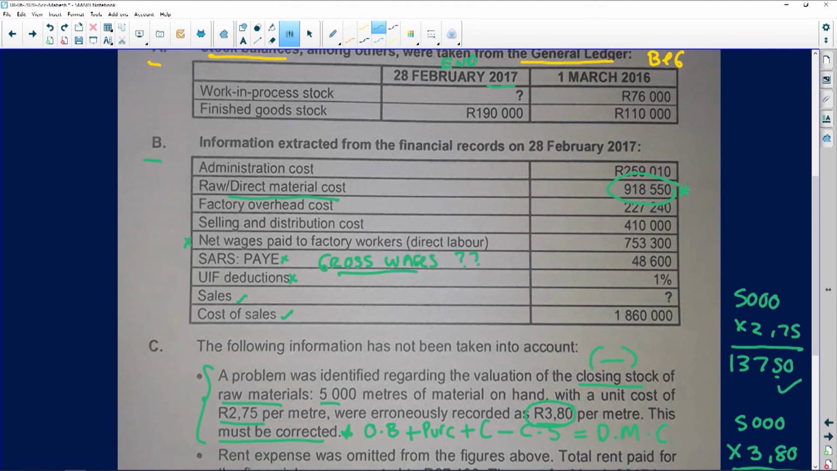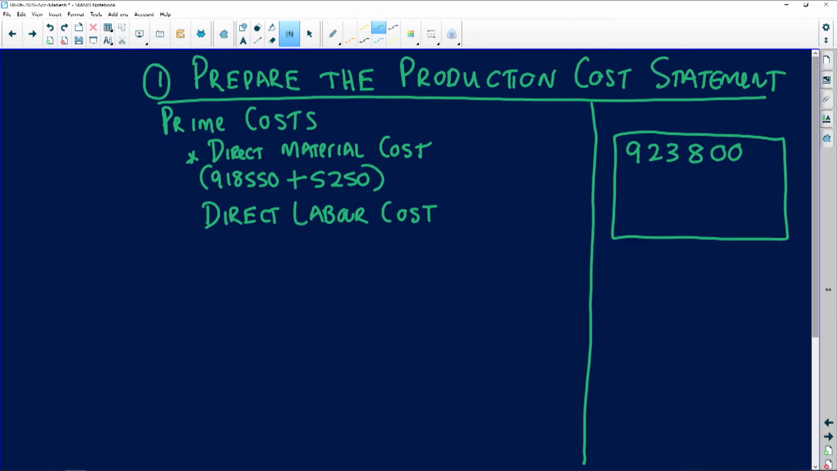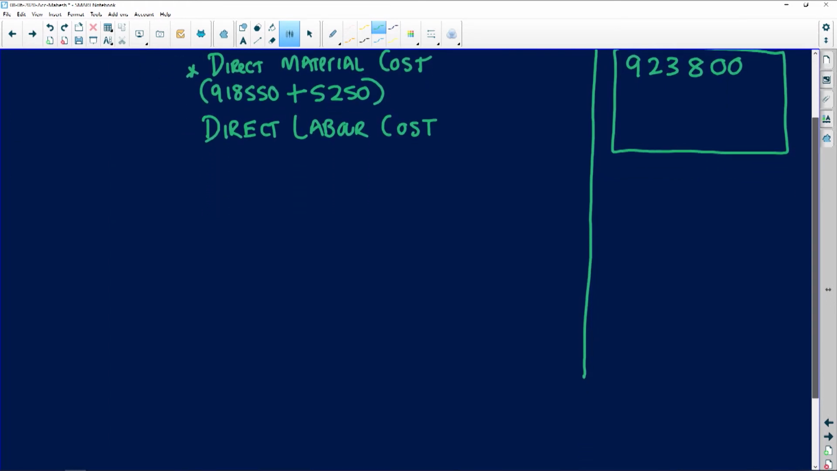Okay, so looking at the information given, net wages paid to factory workers, so they're giving me the net wage. They are also giving me SARS PAYE. UIF deductions, 1% is clearly not given. Right, so I'm going to write that down. And again, guys, I'm doing this for a reason.